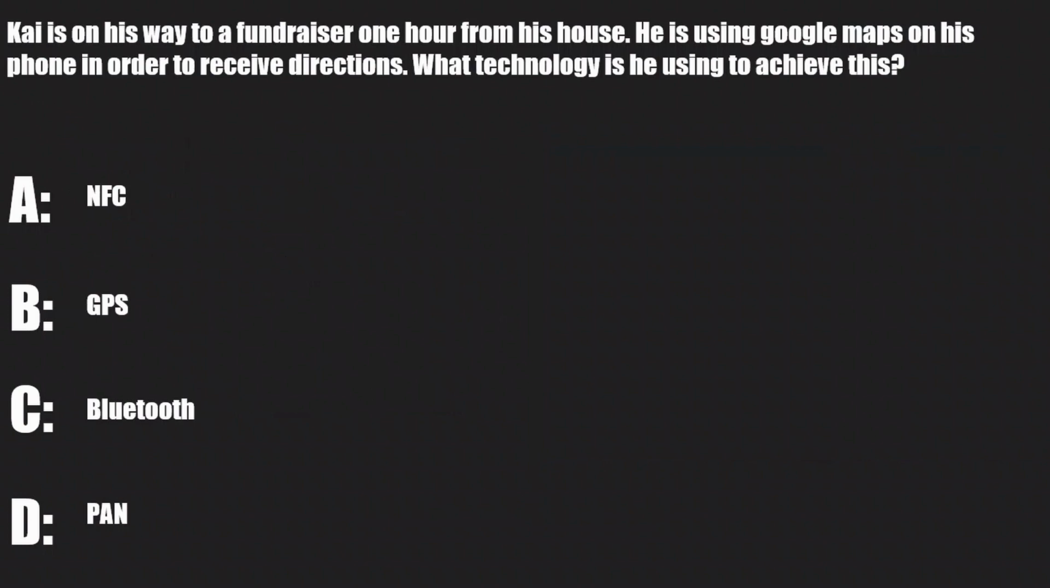Kai is on his way to a fundraiser 1 hour from his house. He is using Google Maps on his phone in order to receive directions. What technology is he using to achieve this? A, NFC. B, GPS. C, Bluetooth. D, PAN.